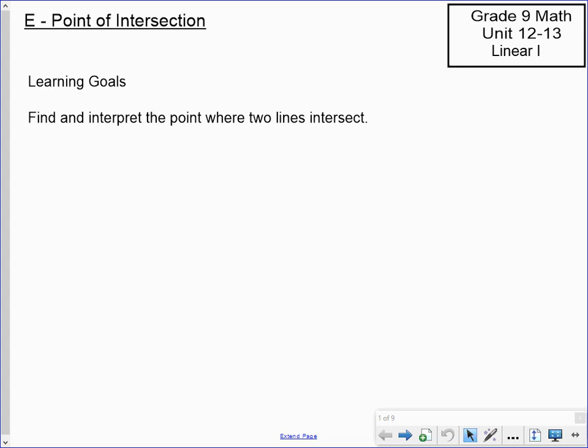Because we've done a lot of work over the course of this unit talking about linear relations, representing them in different forms, equations, tables, graphs, and connecting them to situations that can be modeled by linear relations. So at the end of the problems that we're going to do here, we want to be able to talk about what the point of intersection means in terms of the situations that these lines represent.